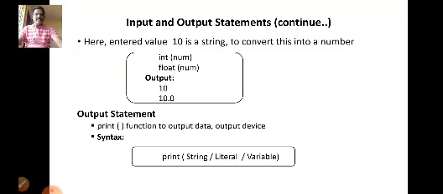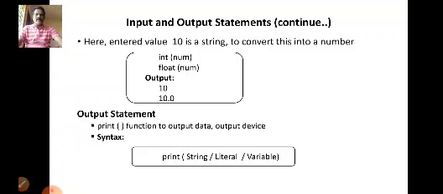So the next slide is the continuation from the previous one, input and output statements. Here the entered value 10 is a string. To convert this into a number: by default in Python, whatever value is given, the compiler automatically recognizes the given data as a string. So if you want to convert from one data type to another, here int(num) and float(num) are the conversion specifiers. Then we move on to the output statement.